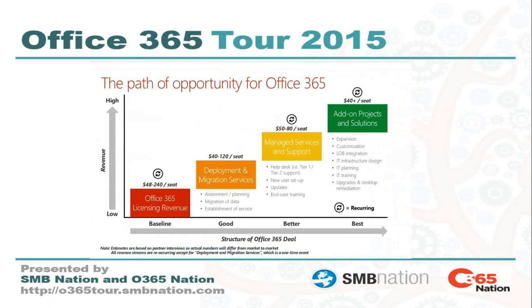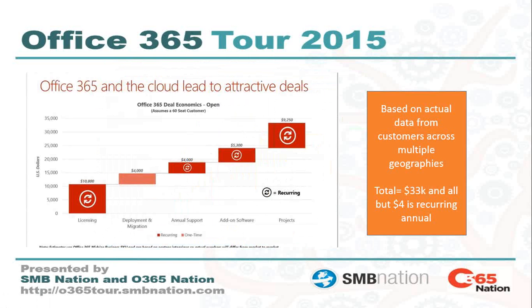You'll see as I move to the next slide, and again, this is based on actual data, it's roughly about 33 grand extra per deal. And that's a 60-seat customer. So if you have 10 six-seat customers, or I'm sorry, six 10-seat customers, it's the same thing. But the point is this allows us to see what the potential actually is, based on what the top cloud providers are telling you.